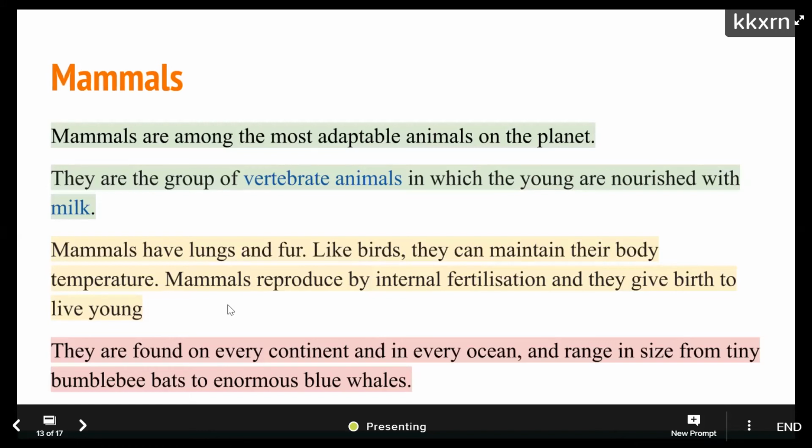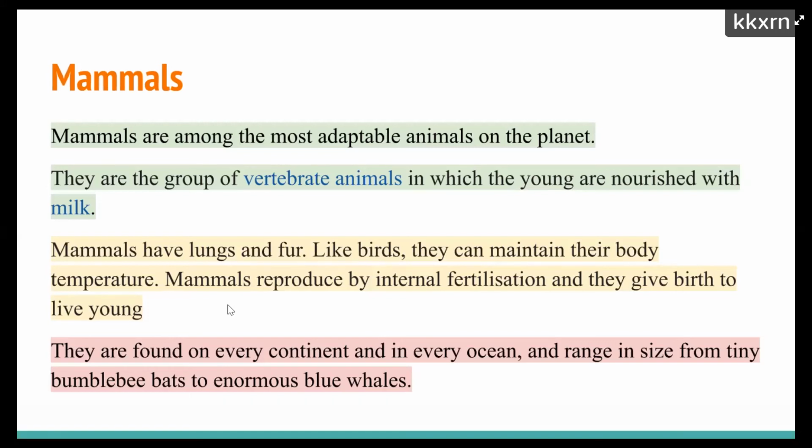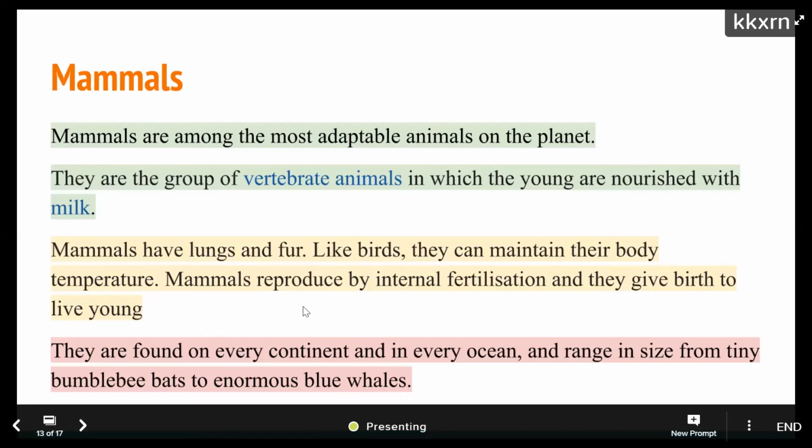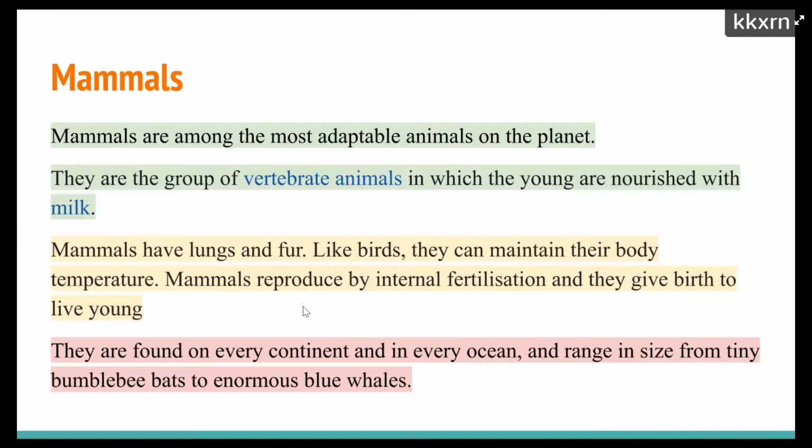In fact, they are the most adaptable animals on planet, and we are part of this group too. So the humans are mammals. What is the main characteristic of mammals? In fact, the mammals are said to nourish or to feed their youngs with milk. It is the only group feeding or nourishing their youngs with milk.